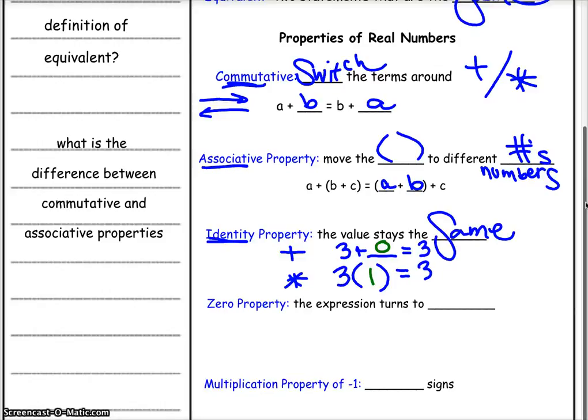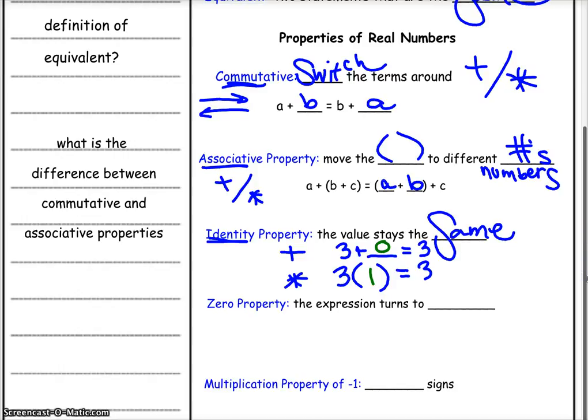Okay? Same with associative. This only works for addition and multiplication. Subtraction and division are always left out. Or little subtraction and division. They're always left out with these properties. Okay? Or the multiplication addition left in.